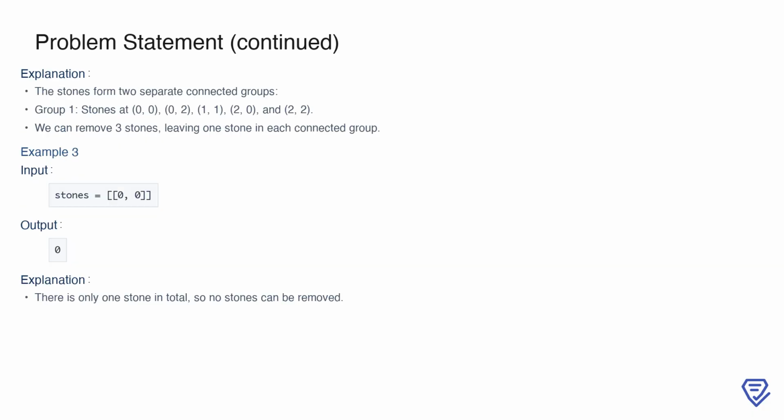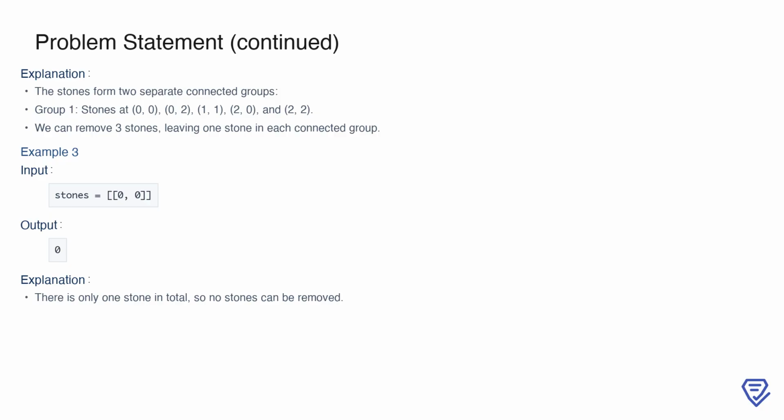Now, consider another example. If the input is stones equals [0,0], [0,2], [1,1], [2,0], [2,2], the output is 3. In this case, the stones form two separate connected groups. Group 1 includes stones like [0,0] and [2,0], which are in the same column, while Group 2 contains stones like [0,2] and [2,2], which are also in the same column.